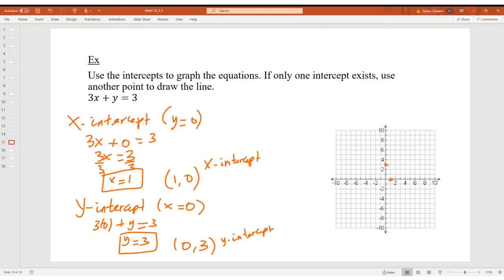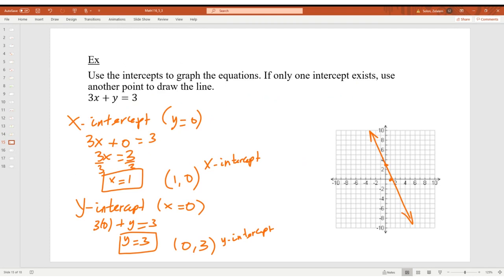So we have 2 points. Once you have 2 points, connect those 2 points, you are done with your graphing. That's how you graph linear functions. That's the beauty of linear functions. It's easy to graph. All you have to do is figure out those 2 points, and just draw a straight line. Any question on this example?